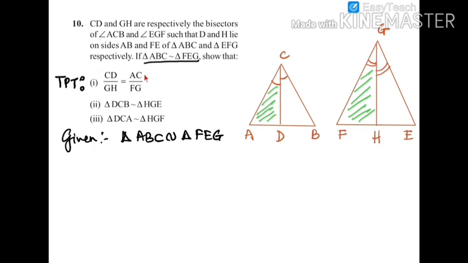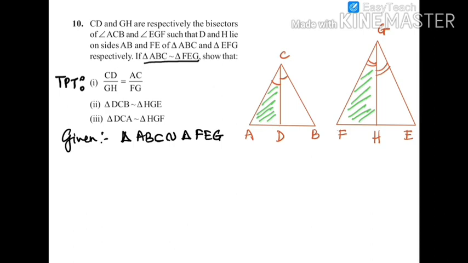We have to look at the terms in the numerator. CD and AC belong to triangle ADC. Look at the denominators. GH and FG belong to triangle GFH. So if we prove these two triangles similar, then their corresponding sides will be proportional, showing these two ratios equal.